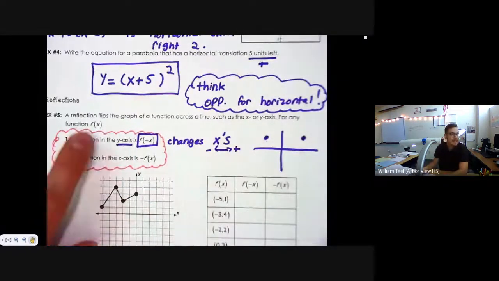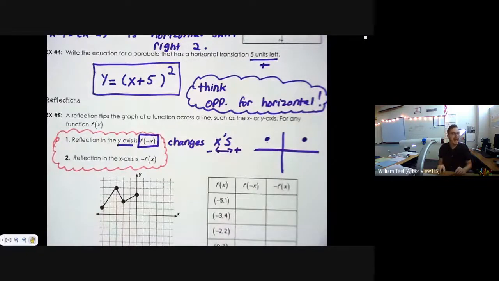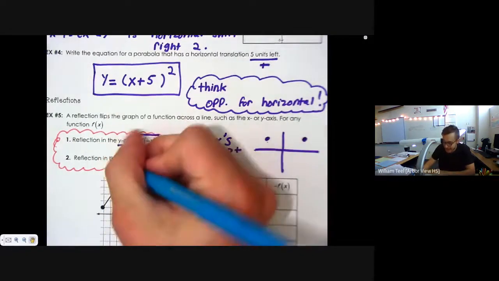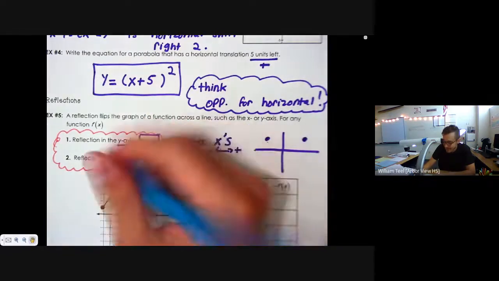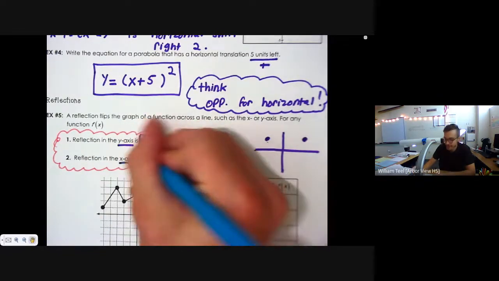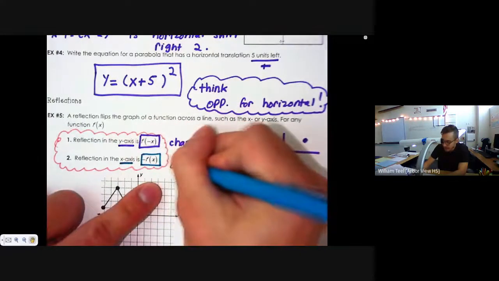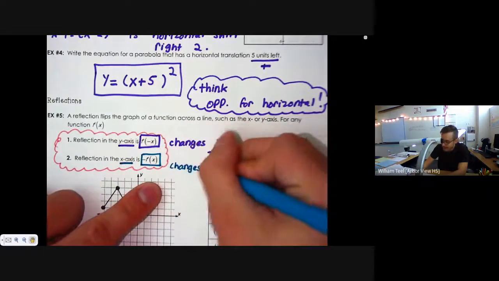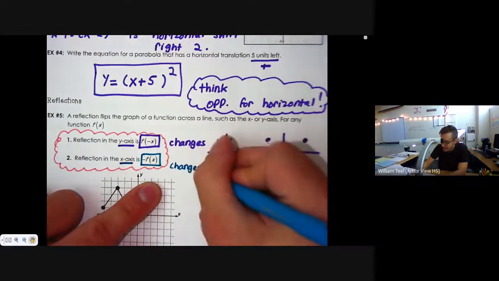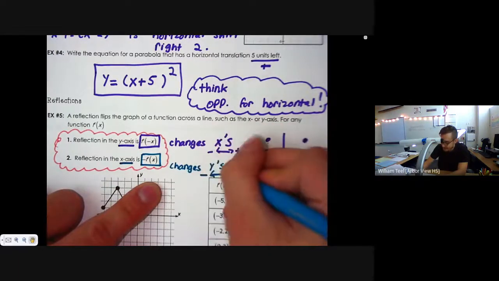Now, the second criteria, if we have a reflection in the x-axis, that means we have negative f of x. So I'm going to say x-axis reflection means we have a negative f of x, which means we are changing the y values from negative to positive, or vice versa.